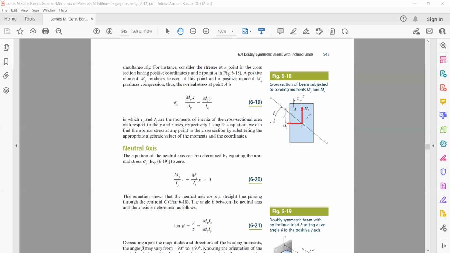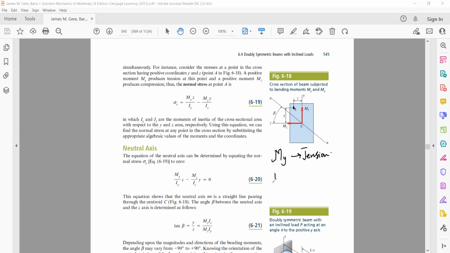So you have My creating tension, and this My at this point A is at some distance from the y-axis as well as from the z-axis. This is very important. So we will write this as moment My is creating tension.